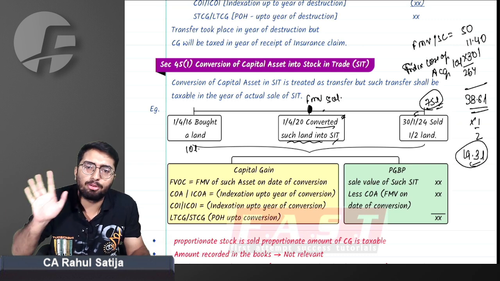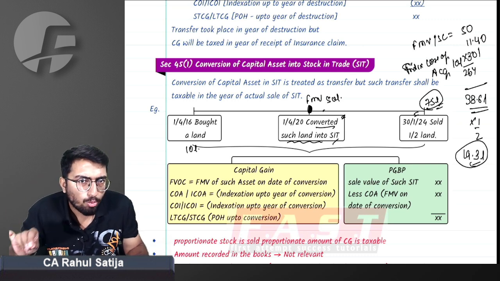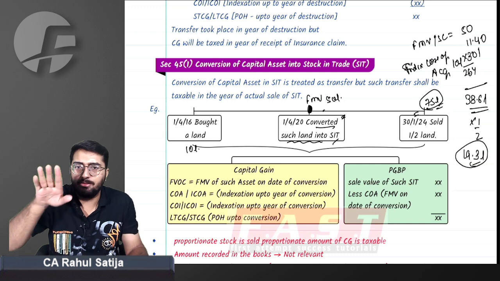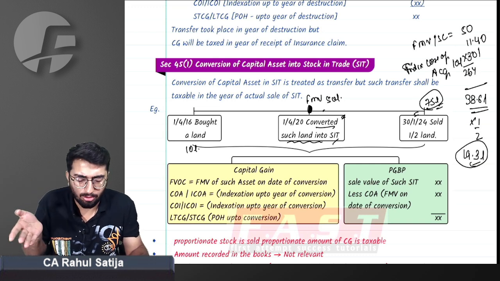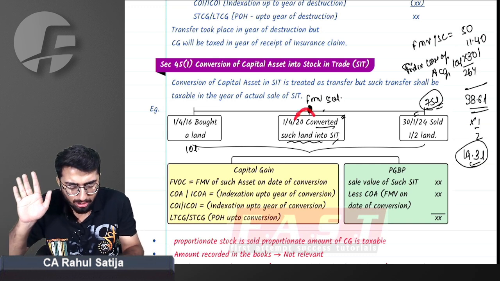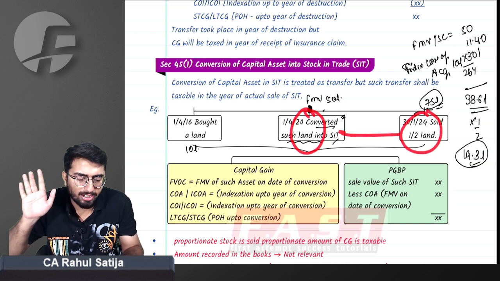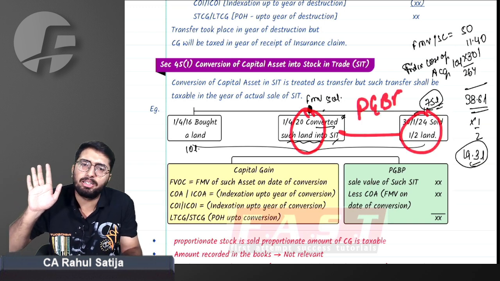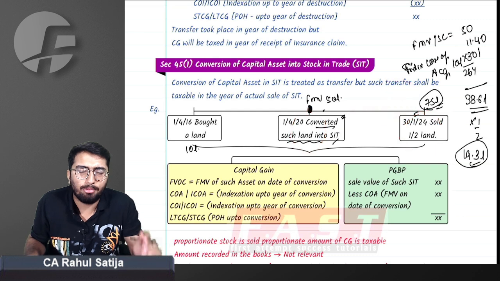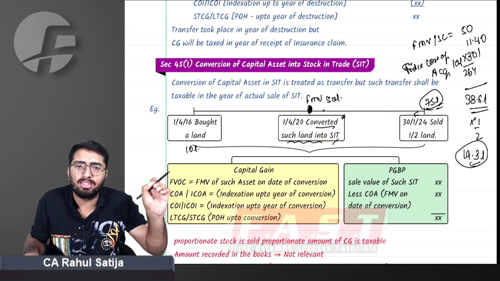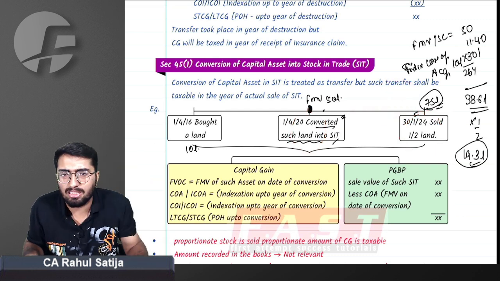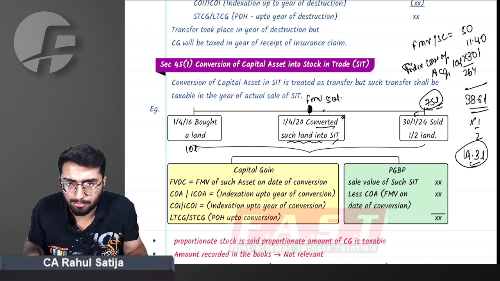75 lakh. Half of the property was sold for 75 lakh. Can you calculate the amount of PGBP? It is very clear. From the date of the conversion till the date of sale of stock in trade, this income will be taxable under the head PGBP. You all know very well.